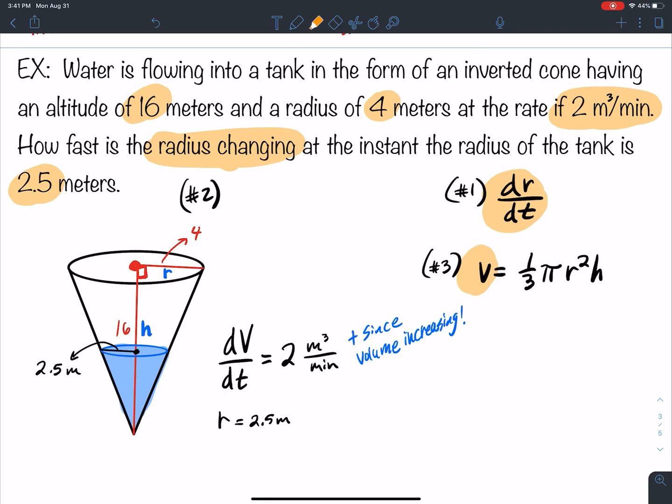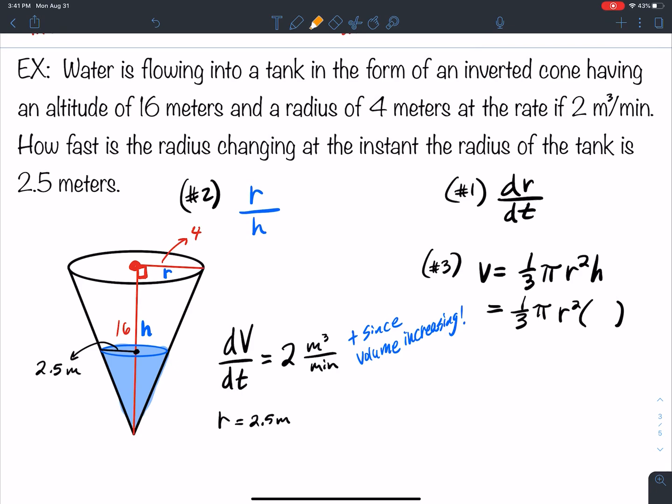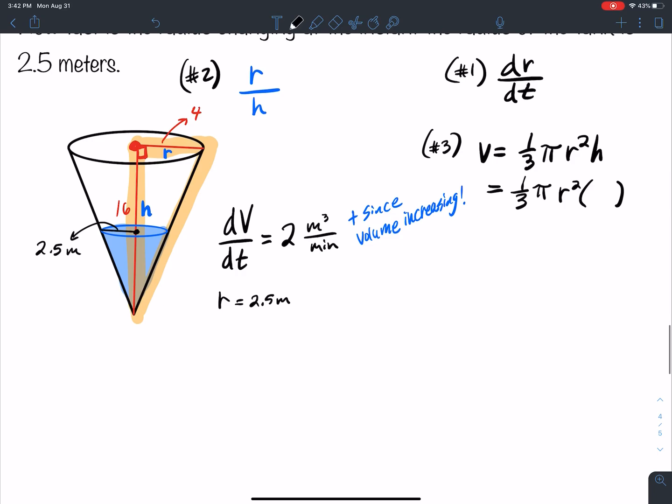Okay, so I don't have anything that tells me dh/dt, so I need to figure out a way to rewrite h in terms of r. That way I can avoid dealing with dh/dt. So I need to come up with a formula. It just so happens this is a very common principle in related rates. It's similar triangles, okay? And so what do I mean by similar triangles? Say I have a triangle.